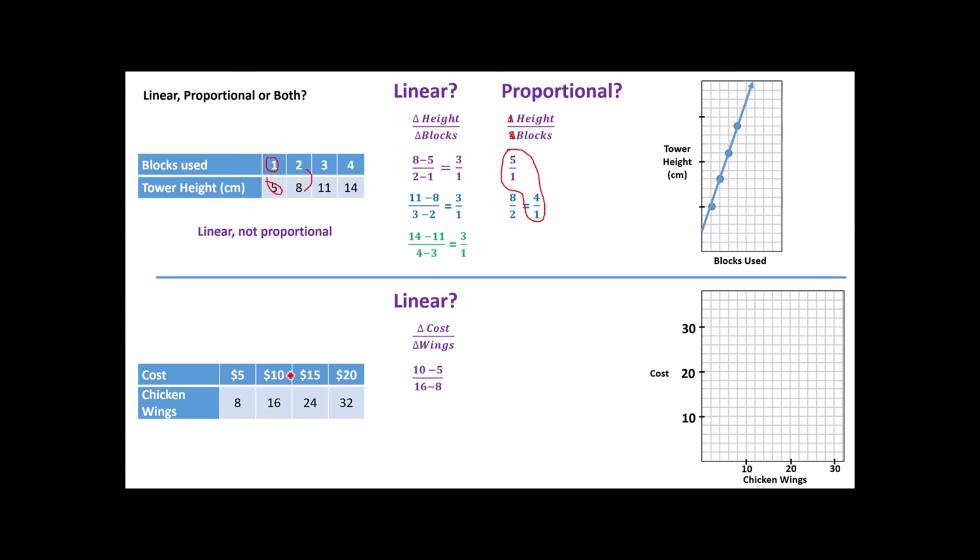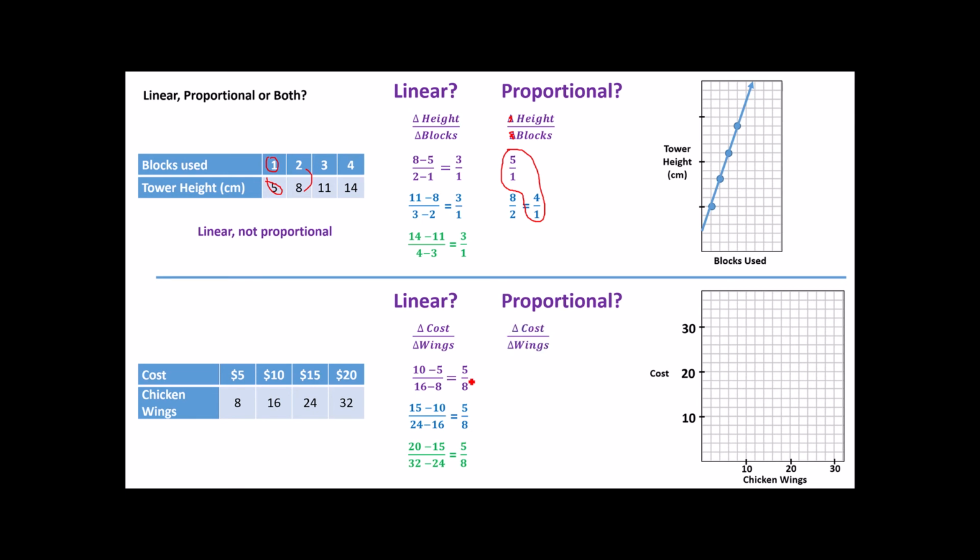Notice that when the cost goes from $5 to $10, that's 10 minus 5, my wings increase from 8 to 16 wings. In other words, it cost me $5 extra for 8 extra wings, 5/8 per wing. And I check that with the next pair, 5/8, and I check it with the next pair, also 5/8. This is going to be linear because your rate of change is constant.